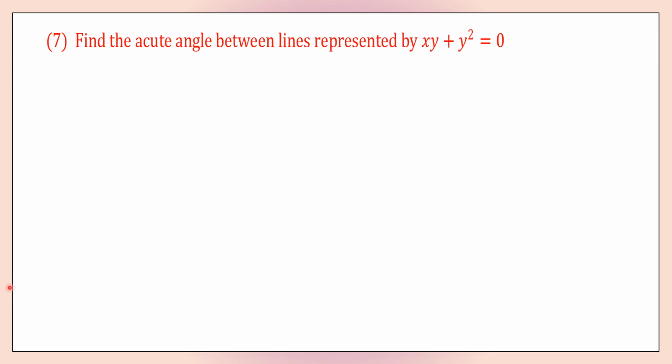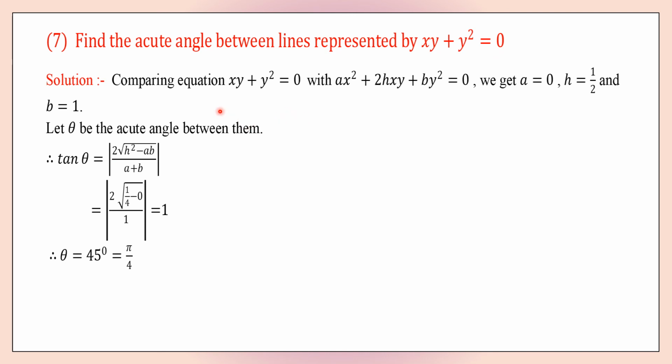Example 7. Find the acute angle between the lines represented by xy plus y square equal to 0. Use again the same formula. Comparing equation xy plus y square equal to 0 with ax square plus 2hxy plus by square equal to 0, we get here a equal to 0. Coefficient of x square is a. Here the term x square is absent, therefore we take its coefficient a equal to 0. Coefficient of xy is 1, therefore 2h equal to 1, hence h equal to 1 divided by 2. Coefficient of y square is b, coefficient of y square is 1, therefore b equal to 1.